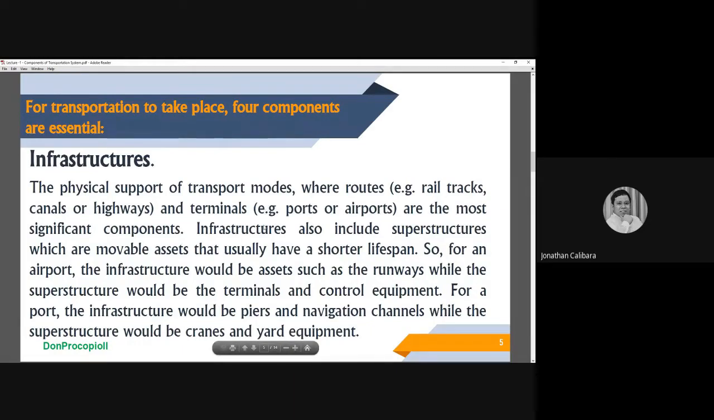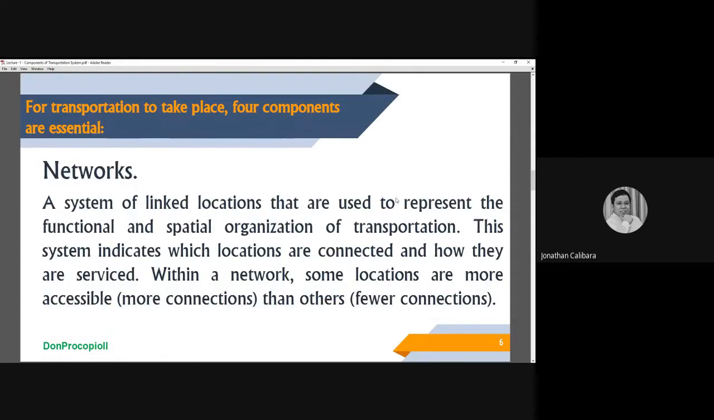Second, we have infrastructure. The physical support of the transport modes. For example, terminals such as airports, seaports, and bus terminals are included. This is considered the most significant component. Infrastructure also includes superstructures, which are movable assets that usually have a shorter lifespan. For an airport, the infrastructure would be assets such as runways, while the superstructure would be the terminal's control equipment. For a port, the infrastructure would be piers and navigation channels, while the superstructure would be cranes, yard, and equipment.